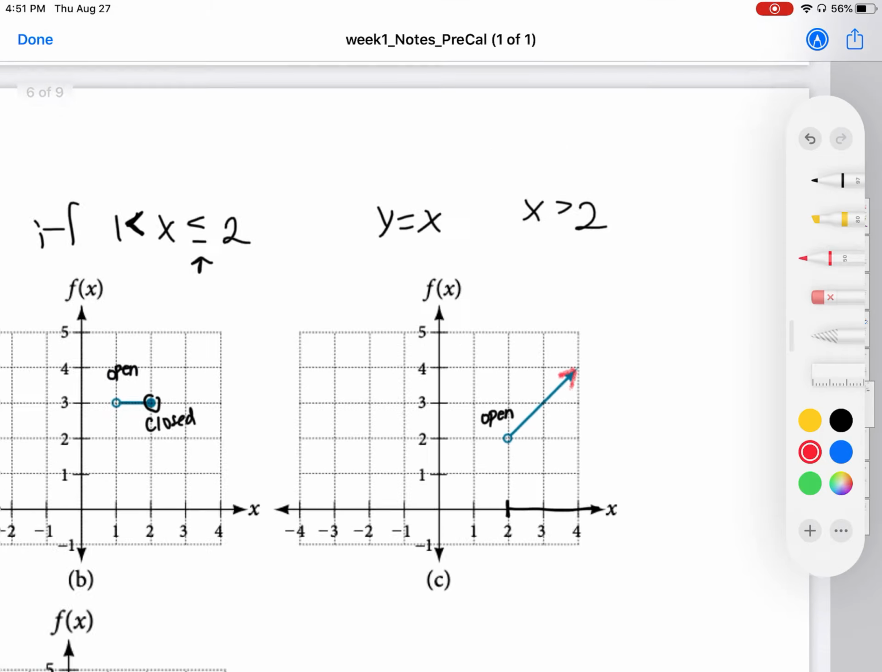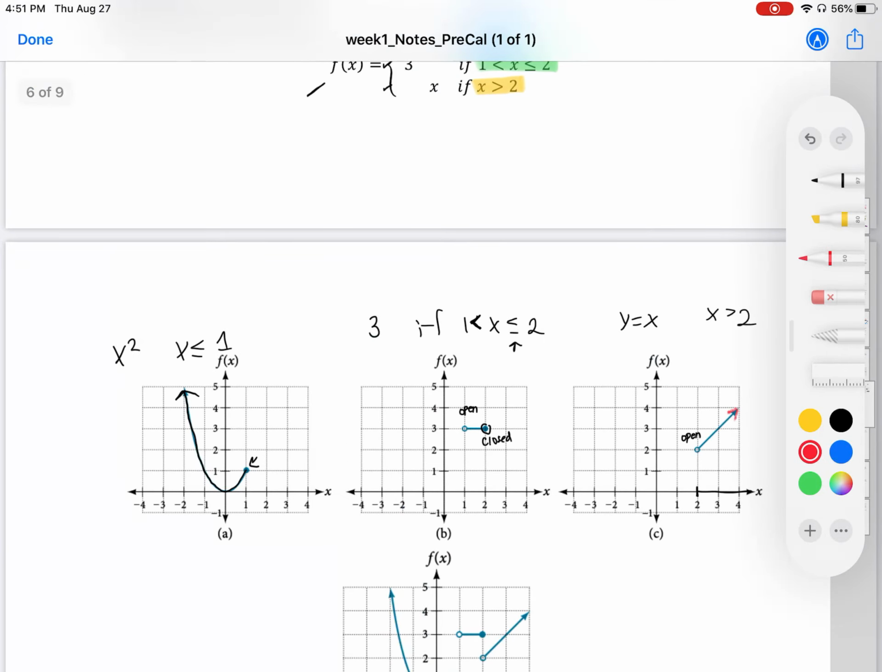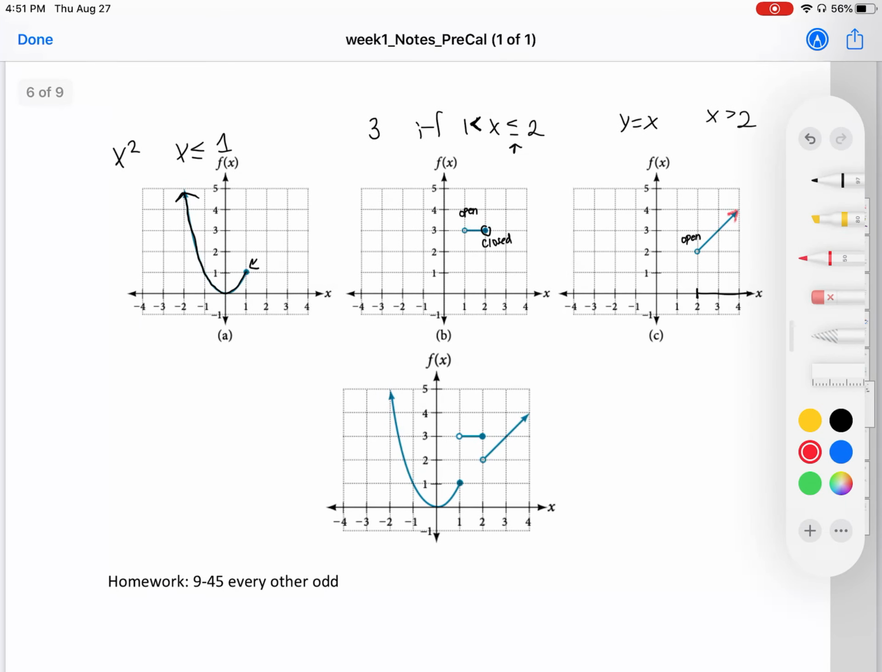Now we have all three of them graphed separately. We can put them together, and that is our answer to our piecewise function. Together, they make up our collection of 3 functions with the given domain restrictions. Sometimes when I'm a bit confused, I graph a function as is, and then I look at my domain and I erase whatever is not part of my answer.